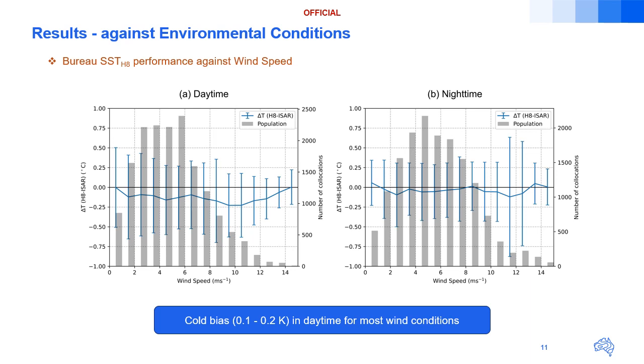One thing that really stands out in this plot is that there is a cold bias under almost all the wind speed conditions. However, on the right-hand side, for the nighttime, the blue line is closer to 0K under almost all the wind speed conditions.